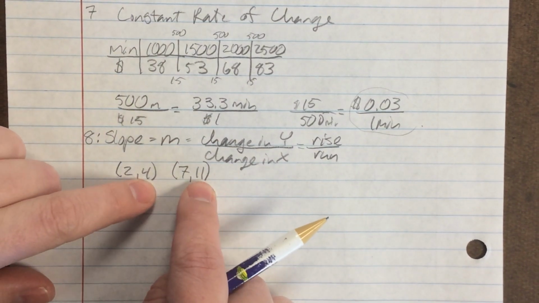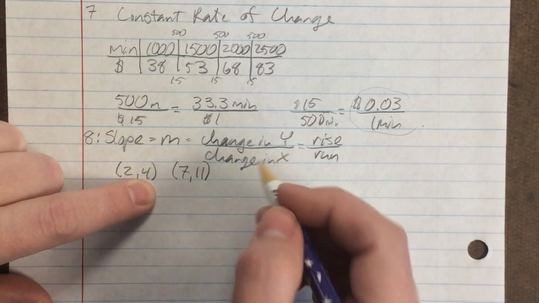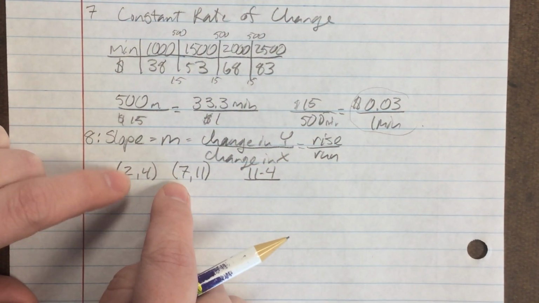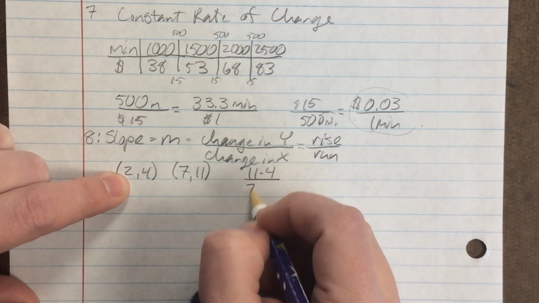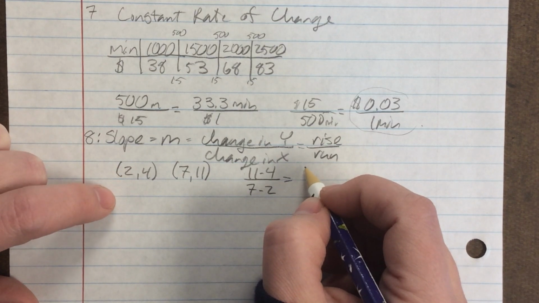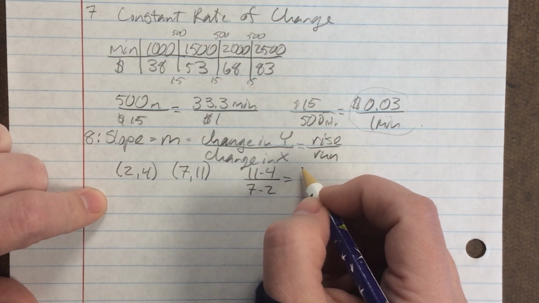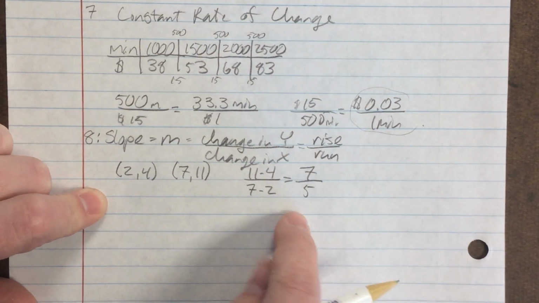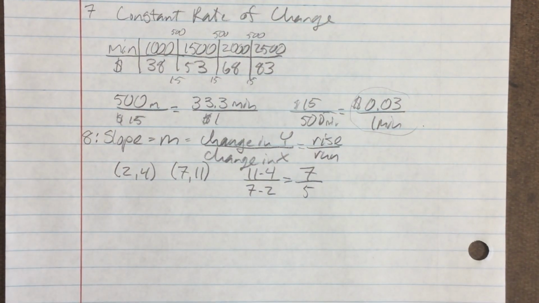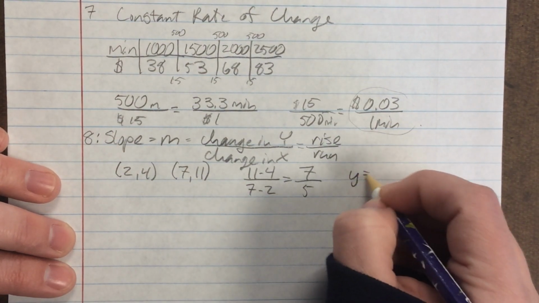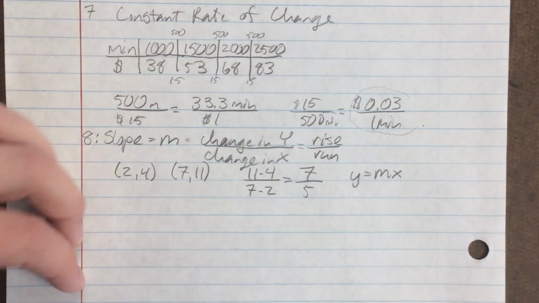So we're going to take the 2 y coordinates and do 11 minus 4, and that's over the 2 x coordinates, which would be 7 minus 2. 11 minus 4 is 7, and 7 minus 2 is 5. And we would just leave it right there as 7 over 5. And then remember, slope, if you see it in the equation, it's the number next to the x.